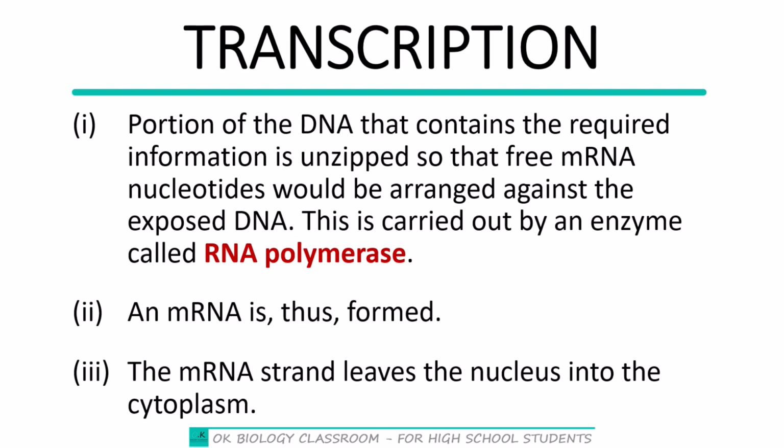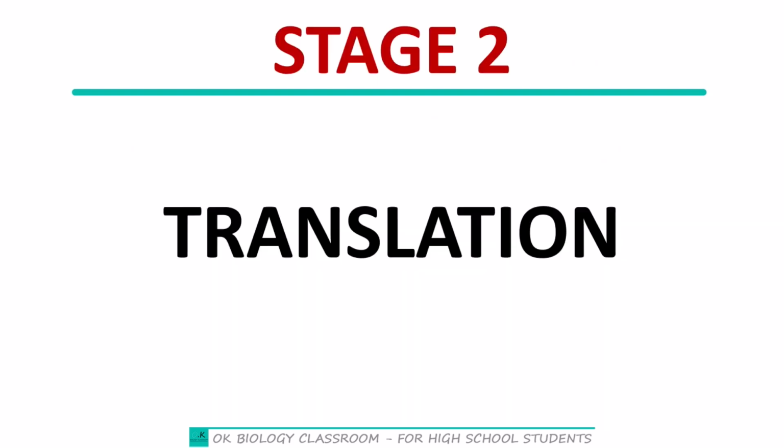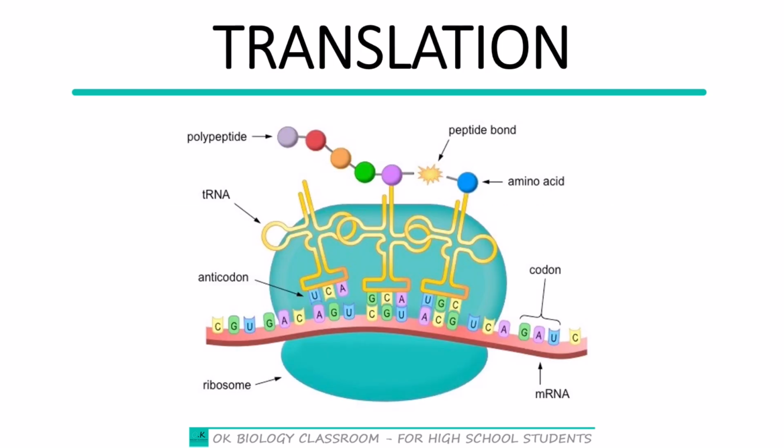So now we can move on to stage 2, that is translation. After the information has been copied by the mRNA, what happens in the next stage called translation? Let's use this diagram to understand what the process of translation is. After the messenger RNA has successfully entered the cytoplasm, the first action is that the mRNA would attach itself to a ribosome because that is a site for protein synthesis. So that is where the process of combining the amino acids is going to occur within the ribosome.